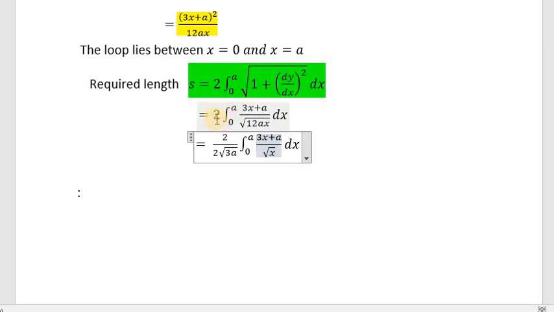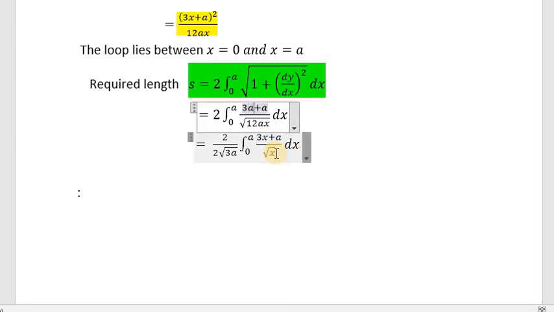So by simplifying this, 2 into integral 0 to a root of 12ax, in this one root of 12a is a constant, remove that outside and keep root x inside the integral, and the numerator is 3x plus a. So therefore this becomes 2 by 2 root 3a, that is, 12ax can be written as 4 into 3a, so the square root of 4 is 2, we removed it outside. 2 by 2 root of 3a, integral 0 to a, (3x plus a) by root x into dx. Now this we have to integrate.